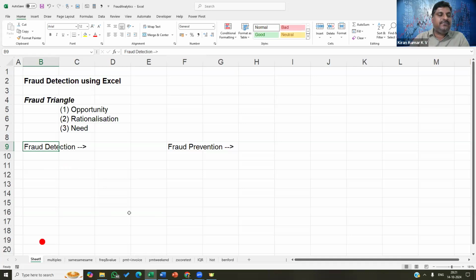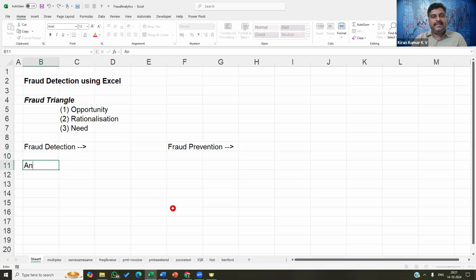That is fraud detection, right? So fraud detection is generally associated with what is called anomaly detection. So what is an anomaly? An anomaly is an abnormality in a given set of data. Our focus today is to look at a few tests that we can perform to find the anomaly in the data. You will understand that more when I start working on it.